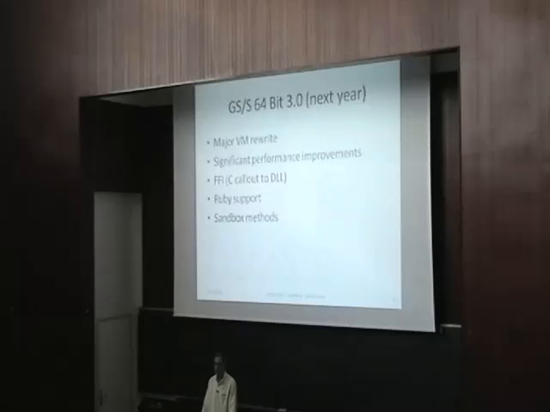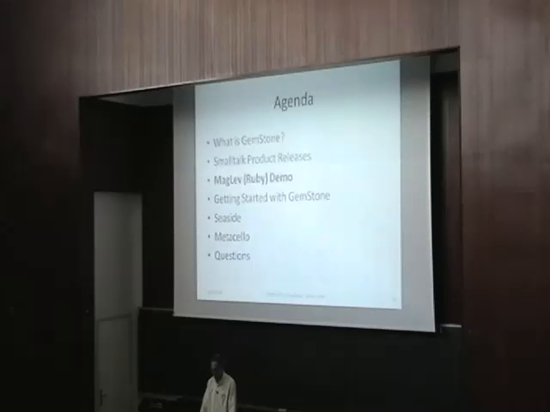Sometime next year, version 3.0 is currently being anticipated. Major VM rewrites, significant performance improvements, finally giving us the ability to make calls out to DLLs. A lot of there is Ruby support and some other capabilities that will be helpful. Now, you've probably heard MagLev. Yes?